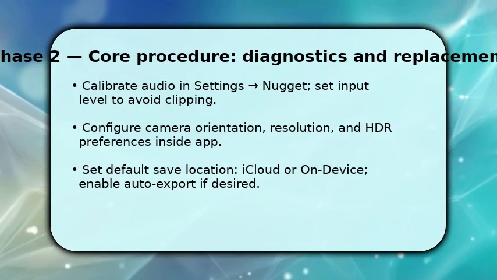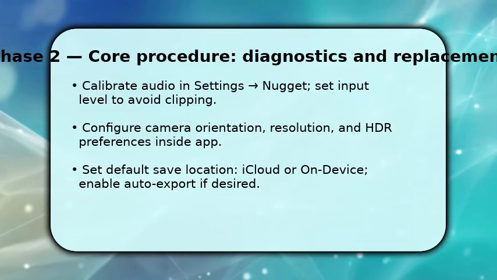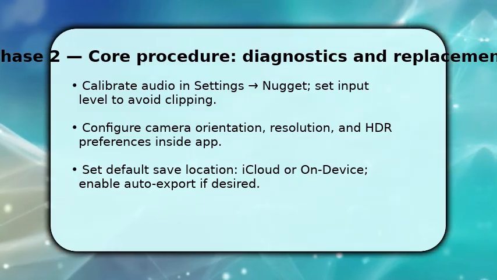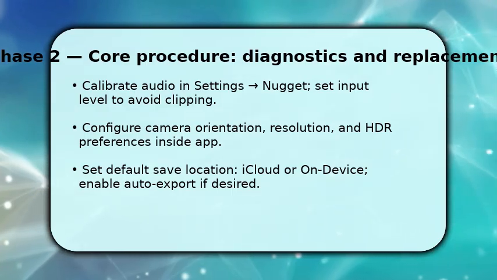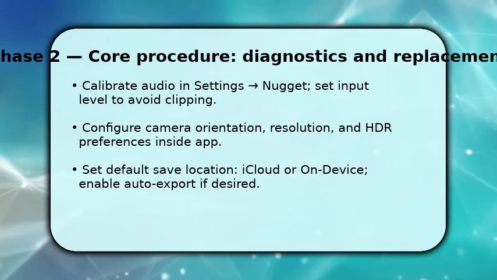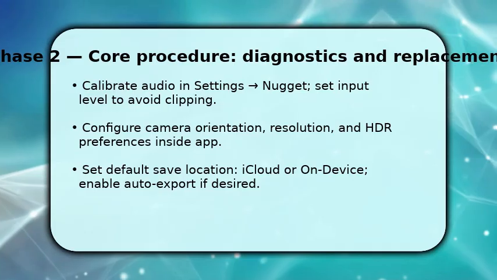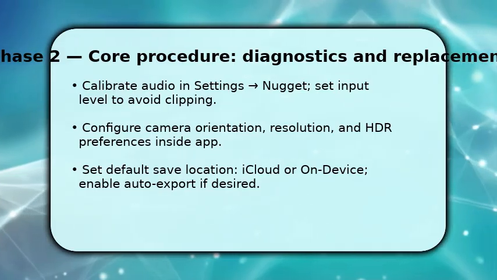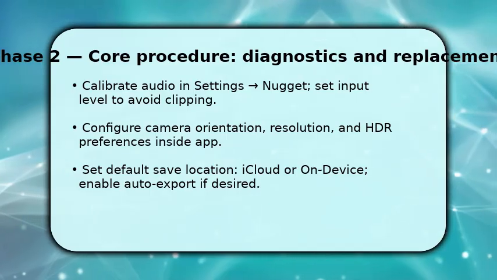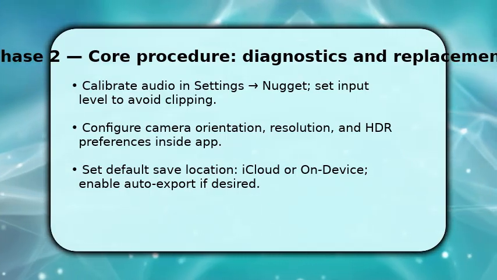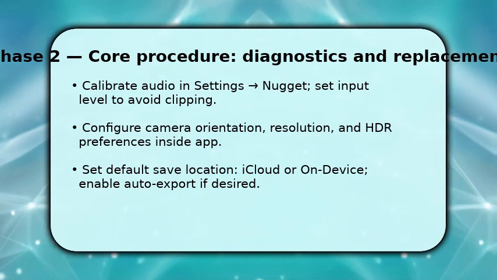Now you dive into detailed configuration. Open Nugget settings and calibrate audio levels so recordings aren't distorted. Next, choose camera orientation and resolution. Higher resolution equals larger files, so balance quality and storage. Enable HDR for richer color when needed. Then decide where clips save, iCloud for sync across devices, or on-device to conserve cloud usage. Finally, turn on auto export if you want finished clips to push to photos automatically. This streamlines sharing and backup.